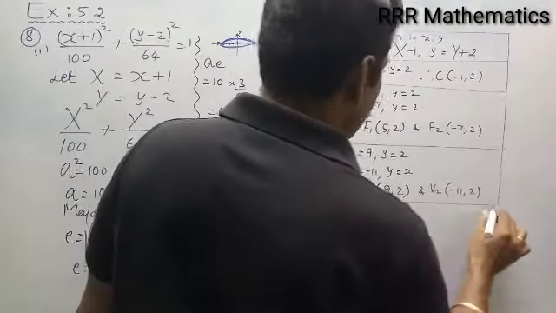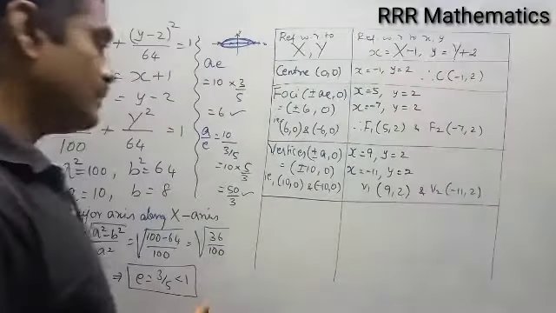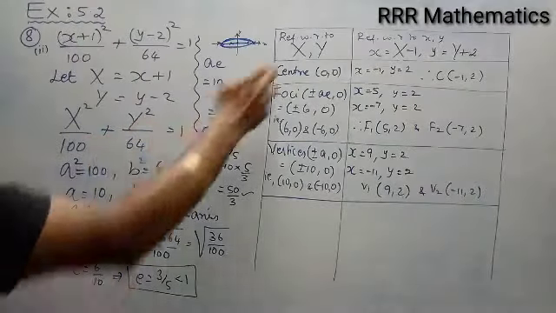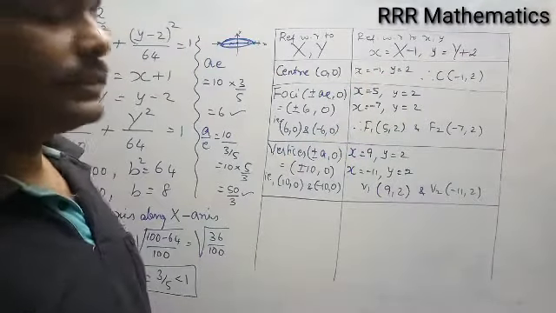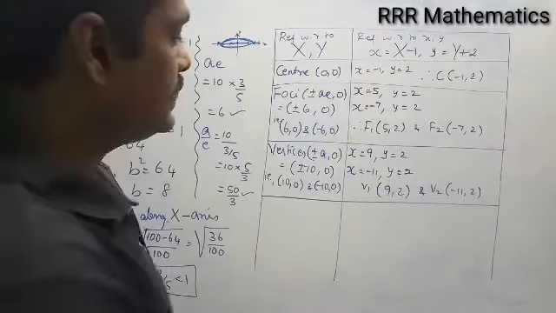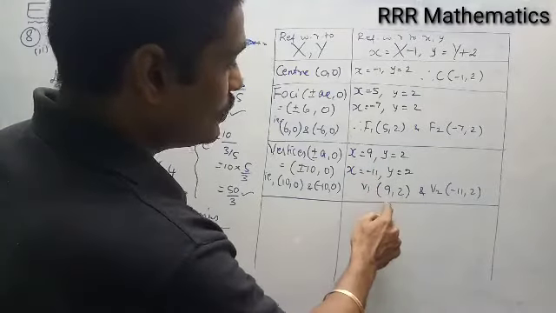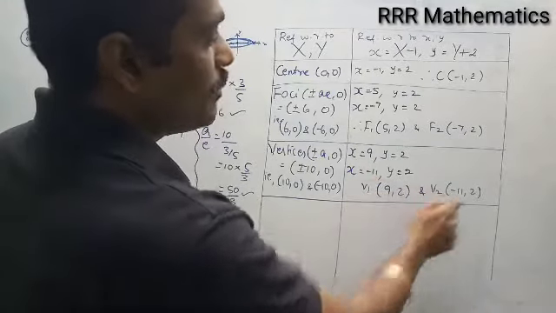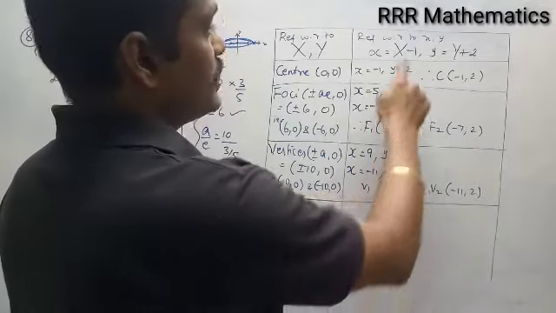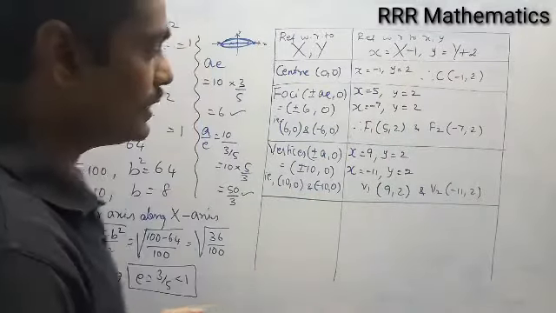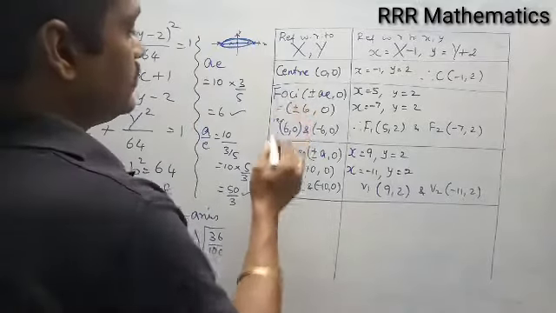Is it clear? Very simple. After getting the vertices with respect to capital X and capital Y, just replace here and here. You will get the vertices with respect to small x and small y. In this case, I am getting the vertices 9, 2 and minus 11, 2, after replacing 10, 0 and minus 10, 0 in the place of x and y respectively. Is it clear? Center, foci, vertices.